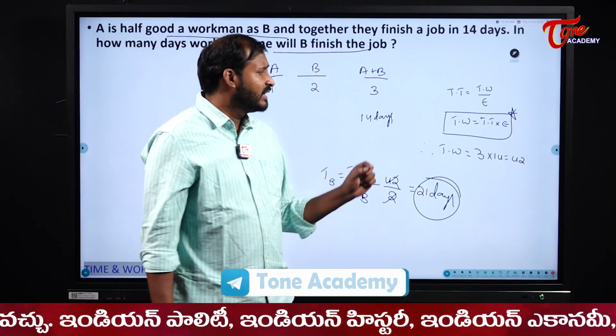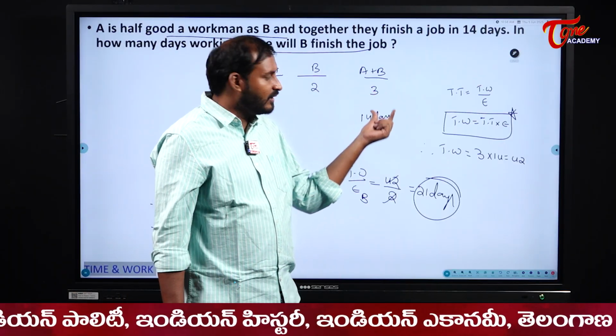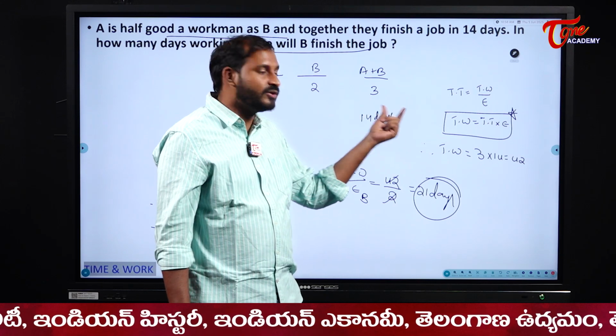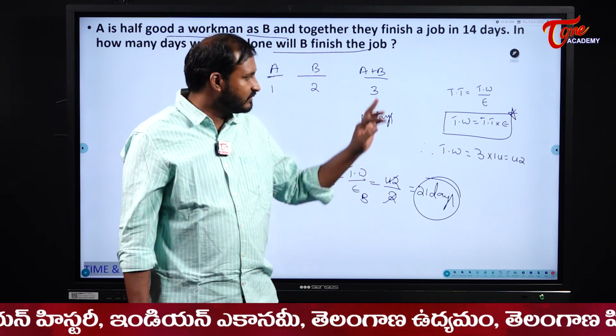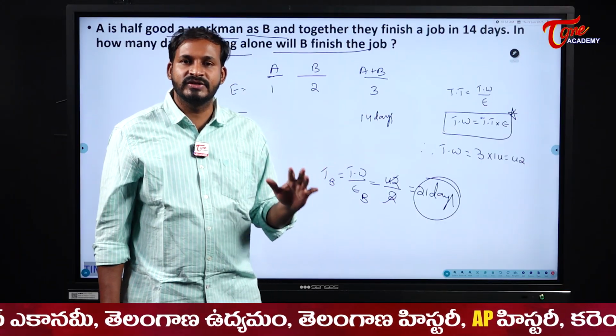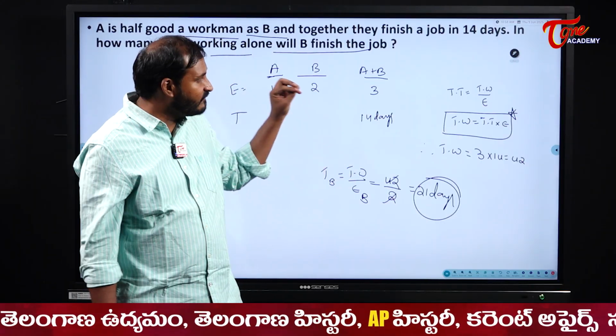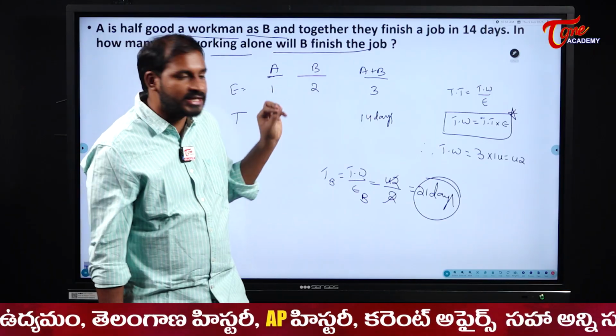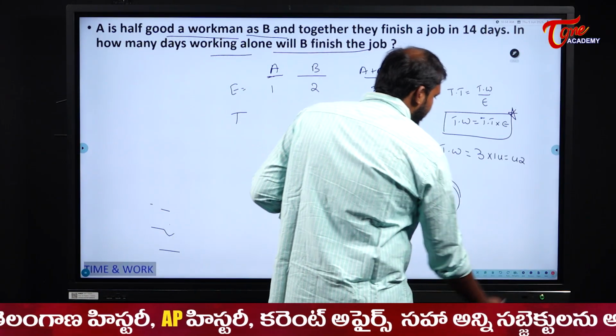See, in these cases, we will take the help of total work equals time taken into efficiency to find our total work. Why? Because we will have efficiency as well as times, so we will multiply them. Okay, this is how we solve the questions where efficiencies are given. Now we will see the next one.